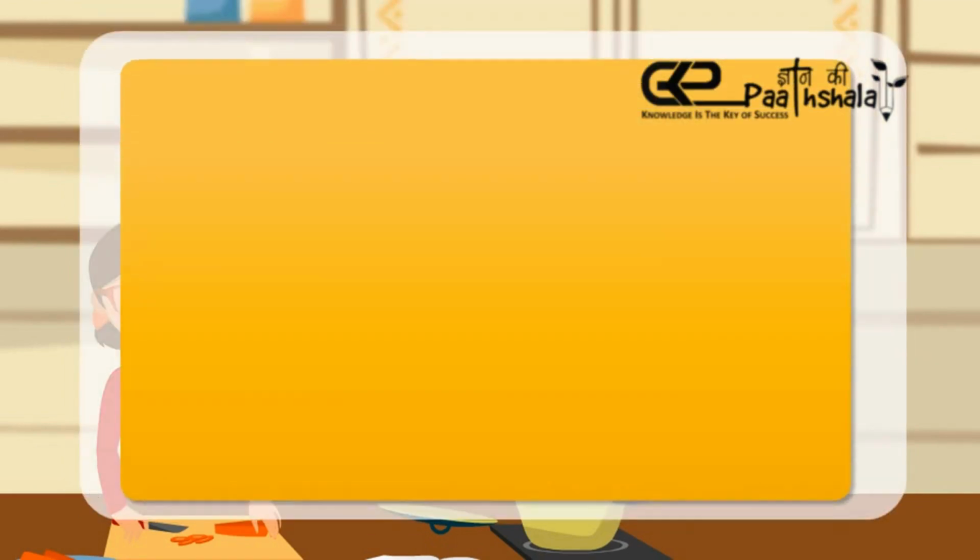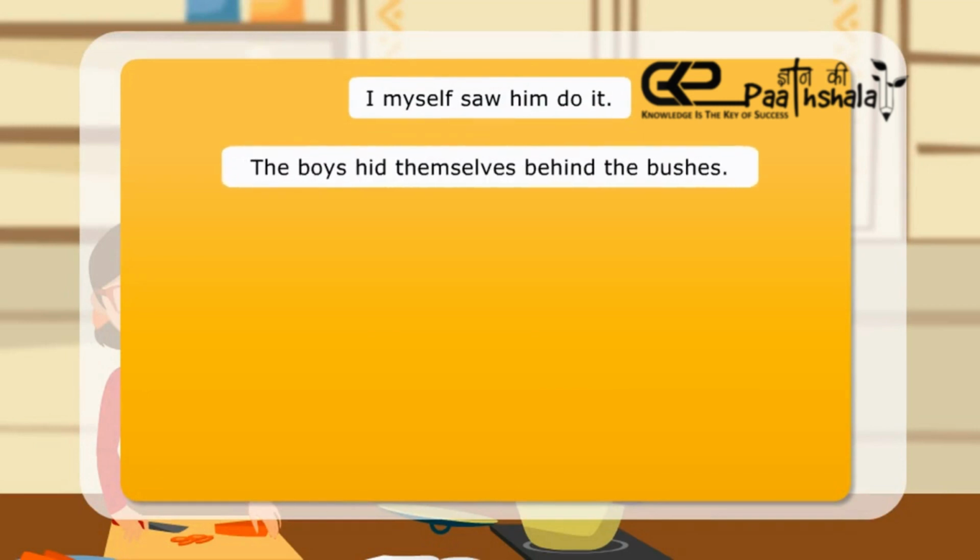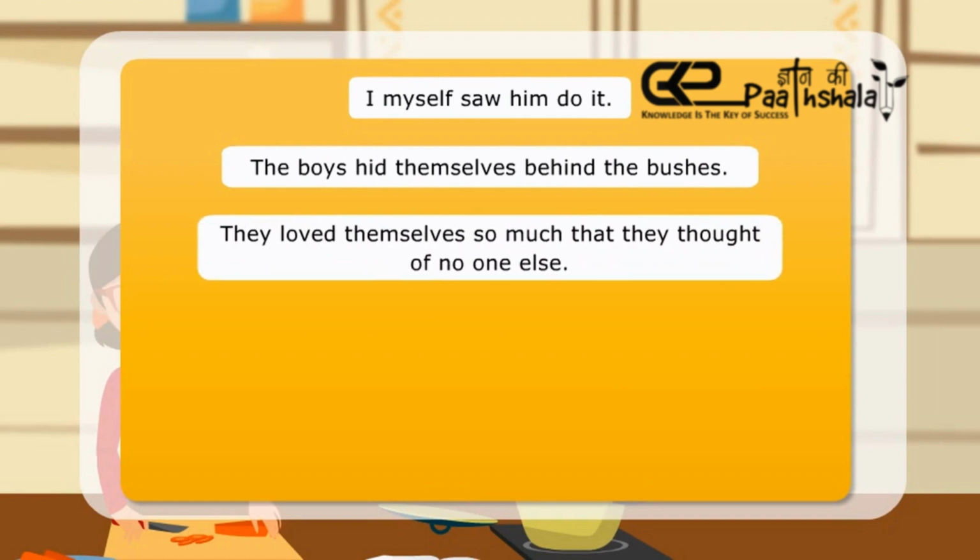Here are some more examples. I myself saw him do it. The boys hid themselves behind the bushes. They loved themselves so much that they thought of no one else.